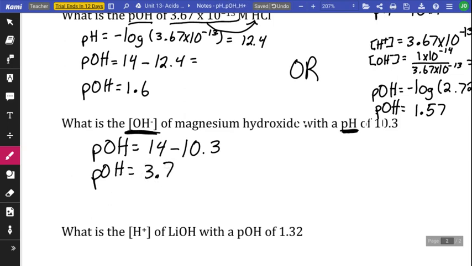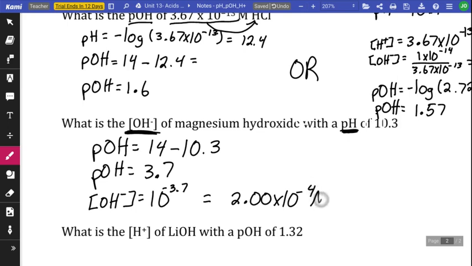Okay, well now I can convert that into our hydroxide concentration. So hydroxide concentration is 10 to the power of negative 3.7. Okay, plug that into my calculator and I will end up with 2.00 times 10 to the negative 4 molarity. Okay.